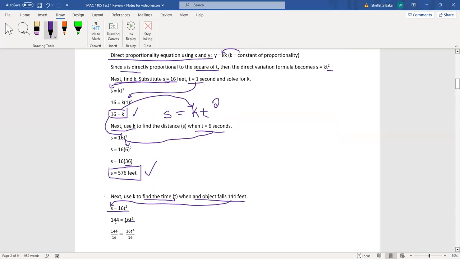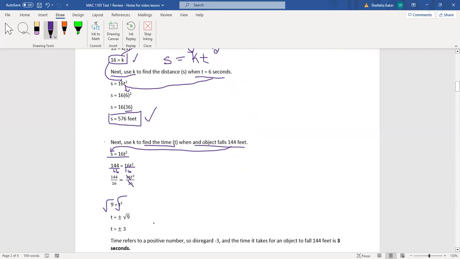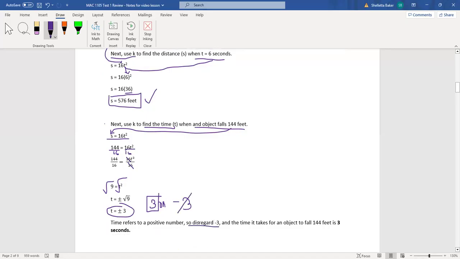And to solve, we would just divide both sides of this equation by 16, right? And when we divide both sides by 16, the 16s will cancel on the right side, leaving T squared. 144 divided by 16 gives us 9. And to solve this, we would take the square root of both sides, and we get T equals plus or minus square root 9. The plus or minus square root 9 actually gives us positive 3 or negative 3, right? And since we're talking about time, guys, time can only be positive, right? So we're going to disregard that minus 3. And the answer to our question would be positive 3 seconds.